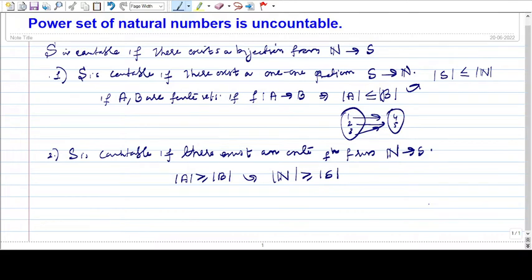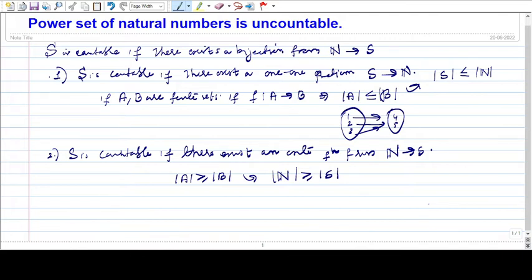So we can reduce these things. Basically, we need a bijection from N to S or S to N. So this is what we say countability. If it is not possible to exhibit such a bijection, we say that it is uncountable.